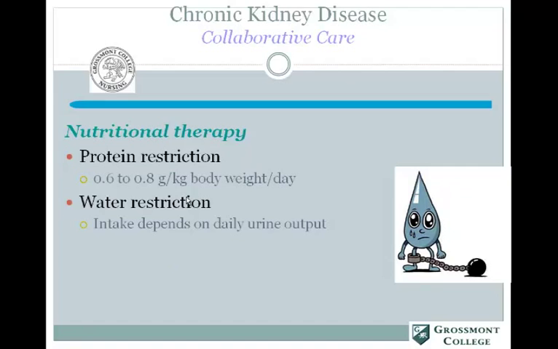Nutrition. Now, generally, with a few exceptions, when someone has kidney trouble, we're going to restrict protein. Okay, so with chronic kidney disease, we're going to have them have 0.6 to 0.8 grams per kilogram of body weight per day. They're also going to have a water restriction. The intake is going to depend on how much they're putting out. Okay, so that's not something that's standardized across the board, but just be aware there probably will be a protein restriction and a water restriction.